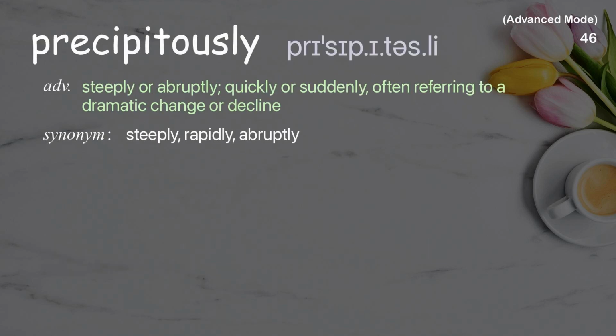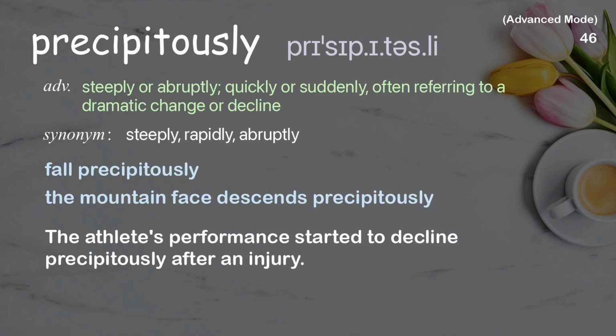Precipitously. Steeply or abruptly, quickly or suddenly, often referring to a dramatic change or decline. Examples: Fall precipitously. The mountain face descends precipitously. The athlete's performance started to decline precipitously after an injury.